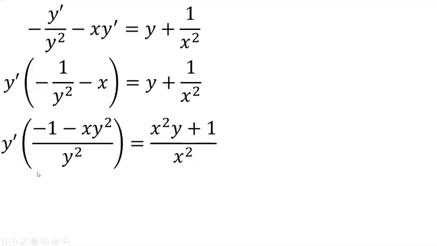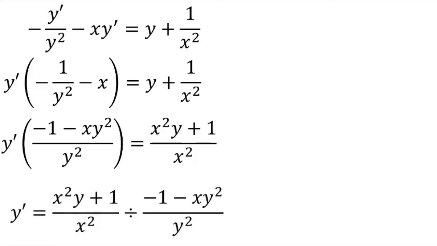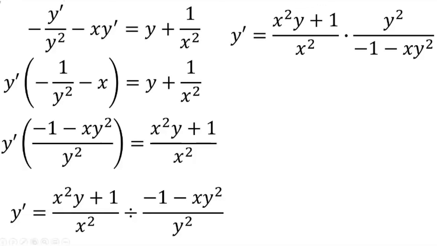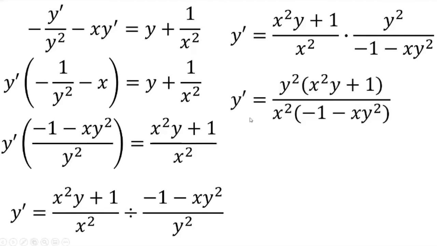Then divide both sides of the equation by this part. So that will become y prime equals x squared y plus 1 over x squared divided by negative 1 minus xy squared all over y squared. Then change the operation to multiplication and express it in terms of its reciprocal. That's why it will become y prime equals x squared y plus 1 over x squared times y squared all over negative 1 minus xy squared. So our answer will be y prime equals y squared times x squared y plus 1 all over x squared times negative 1 minus xy squared.